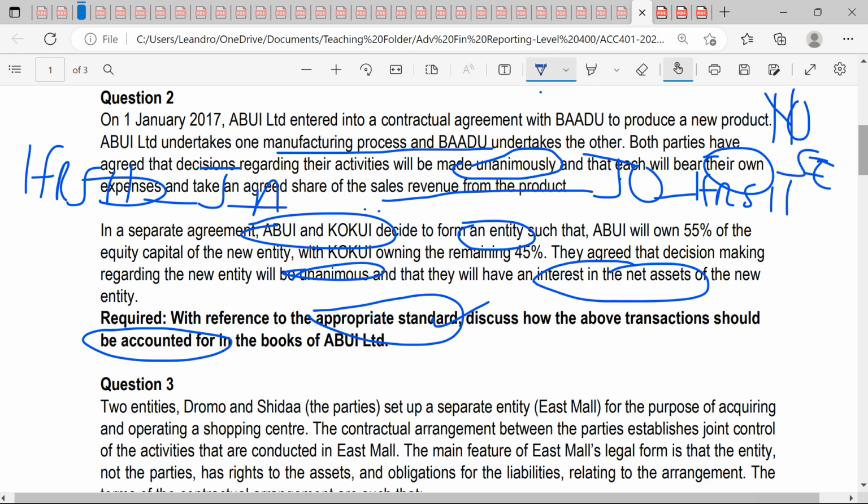So you must note those differences, and that's how you decide whether there is a joint operation or a joint venture. And once you decide that Abui and Kokui have a joint venture, then it also means you must account for the transaction by applying the provisions of IAS 28, accounting for associates and joint ventures. And it means equity accounting.